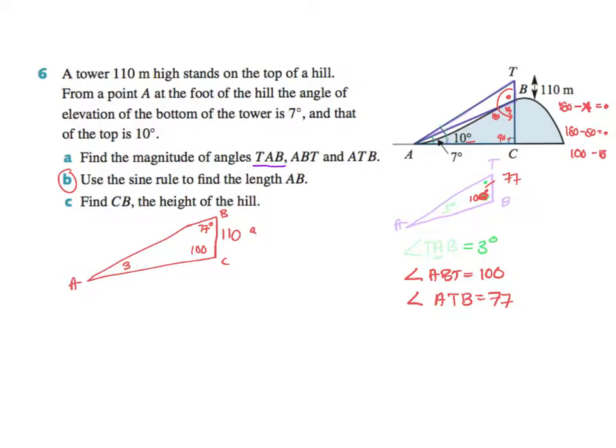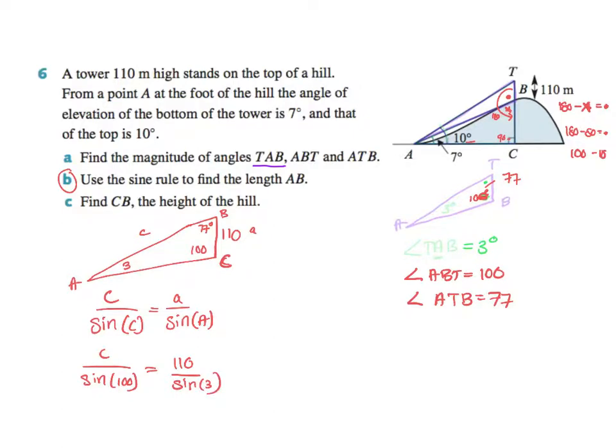So I've got little a, and we want AB, so we want C in my diagram. So I'm going to say C over sine C equals little a over sine A. So I would have C, which is what I'm trying to find, over sine 100 equals 110 over sine 3. I'll leave you to do that. You can do that on the calculator and find CB, the height of the hill.